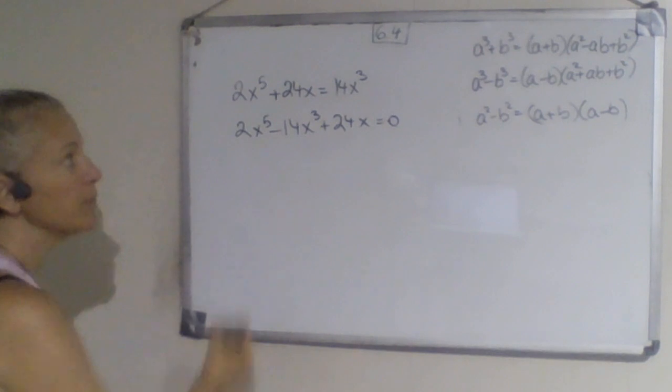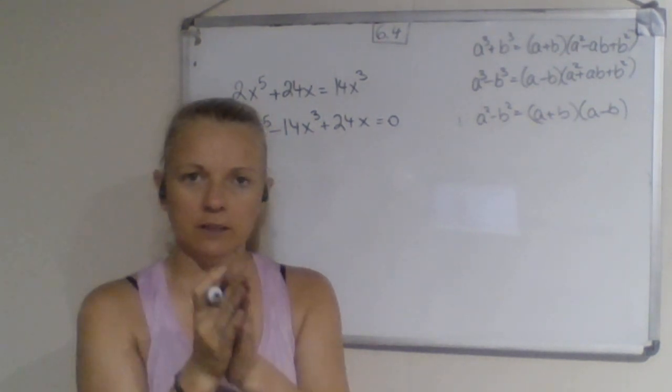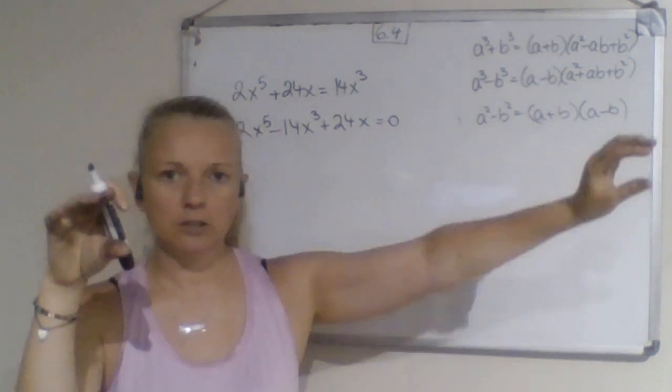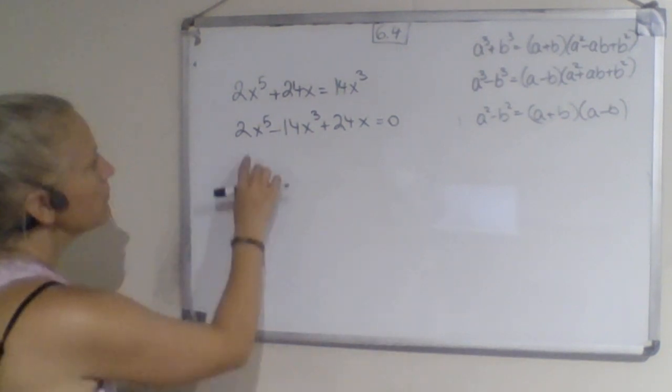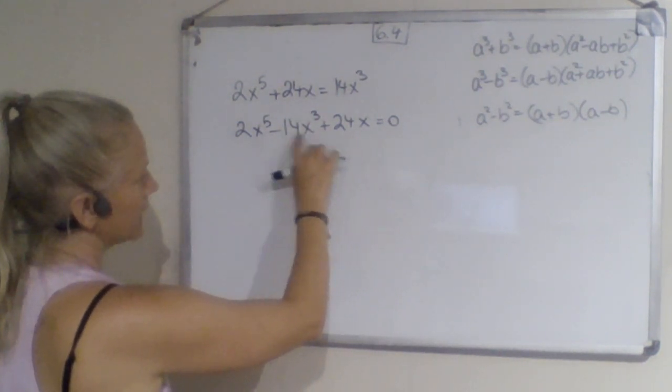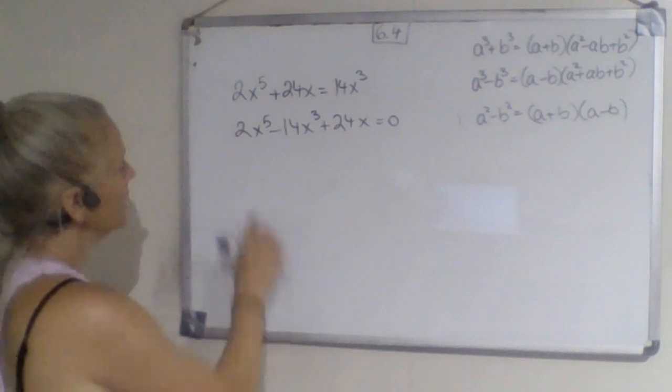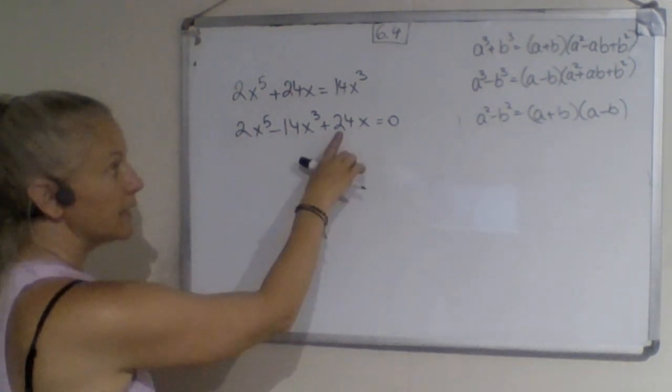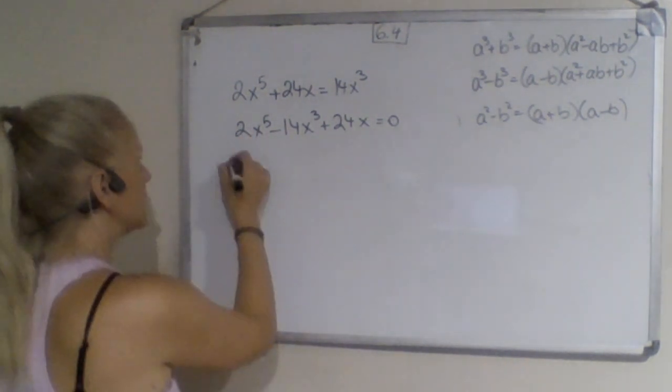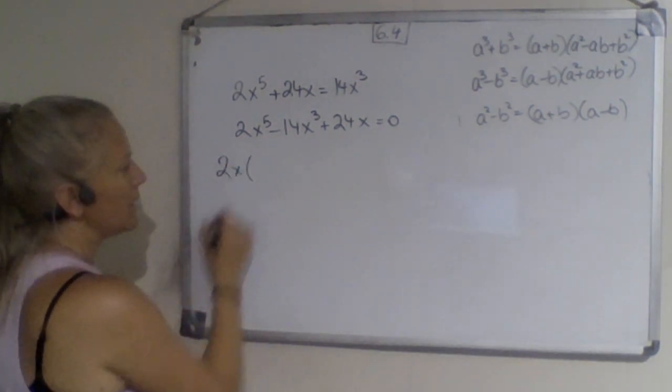Why did I put it in the middle? Because we always want to keep a polynomial in standard form, from the greatest exponent to the least of the exponents. I'm looking at this and I'm going, I have an x everywhere. I can pull an x out. And I have a 2 and a 14 and a 24. That means I can pull a 2 out. The 2x can come out. What am I left with?